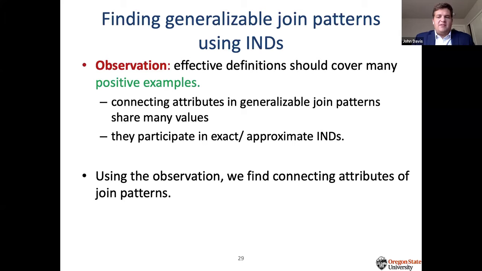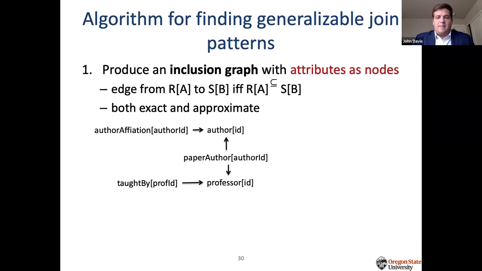We observe that effective definitions maximize coverage. We aim to connect attributes by using the most generalizable join paths, i.e., the join paths that share the most values. These patterns are typically the ones present within the inclusion dependencies. We then use the inclusion dependencies to find the connecting attributes of the most generalizable join patterns.